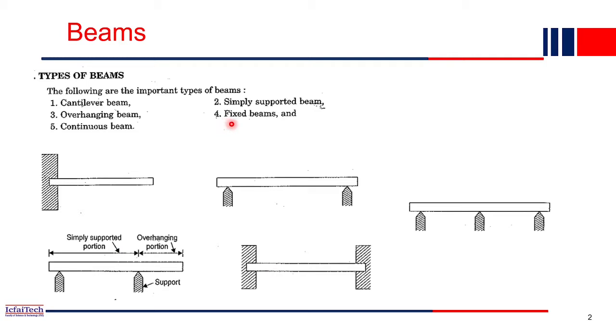And similarly, our fourth category is the fixed beam. When both ends of a beam are embedded in a structure, that beam we call a fixed beam. And if the beams are continuous with multiple supports, then we call it the fifth one, the continuous beam. You can observe in any structure, whether you are sitting in a multi-story building, or if you go to bridges or shopping malls, anywhere you will see beams, and a beam will be one of these types: cantilever, simply supported, fixed, overhanging or continuous, whatever it may be. So these are the different types of beams.